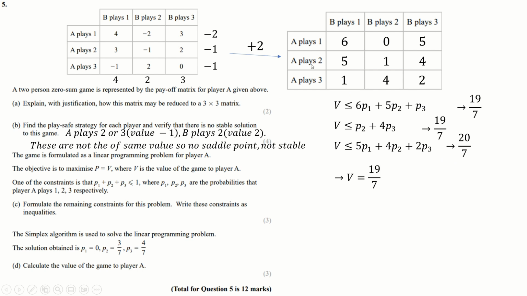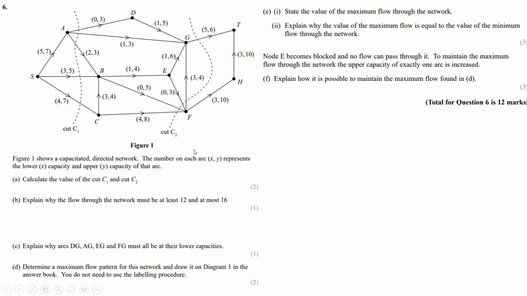But of course, remember, we changed this entire problem by adding 2 to everything. So the expected payout is 2 more than it should be. So we're going to take 2 away, and we'll end up with the answer of 5 sevenths to finish up, which I believe is correct. I hope it is anyway.